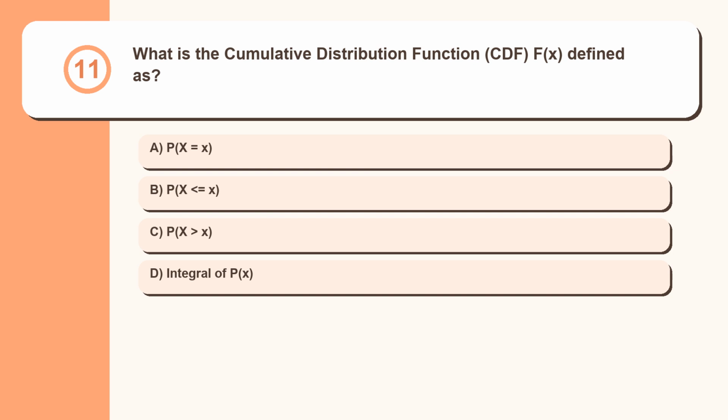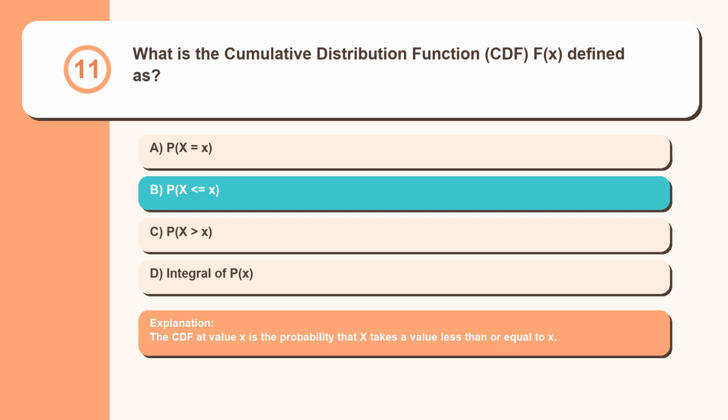Question 11. What is the cumulative distribution function, CDF, F(x), defined as? P(X equals x), P(X less than or equal to x), P(X greater than x), integral of p(x). The CDF at value x is the probability that X takes a value less than or equal to x.